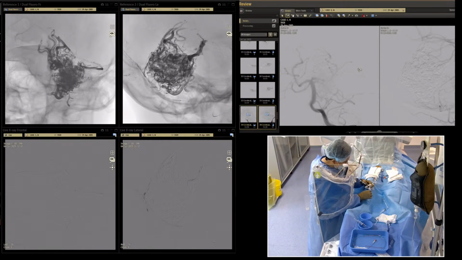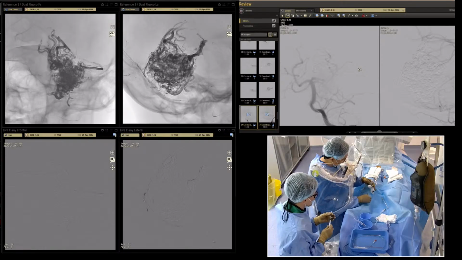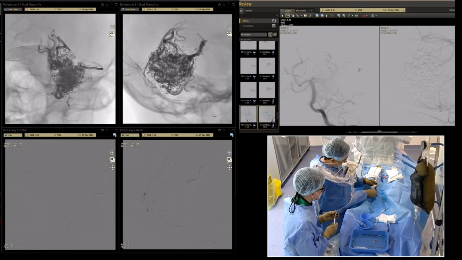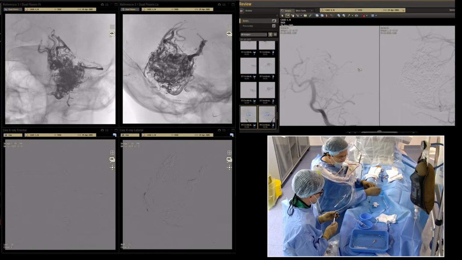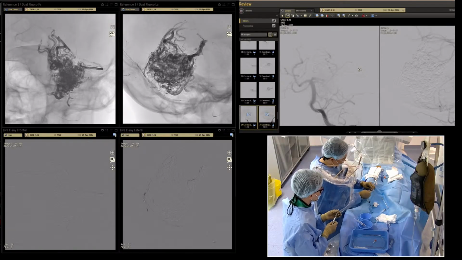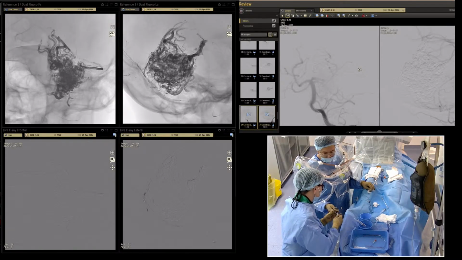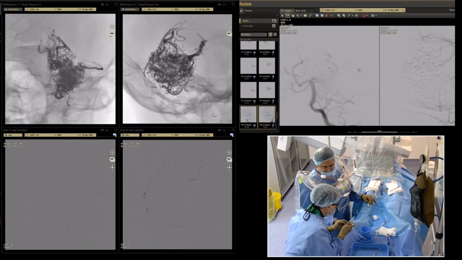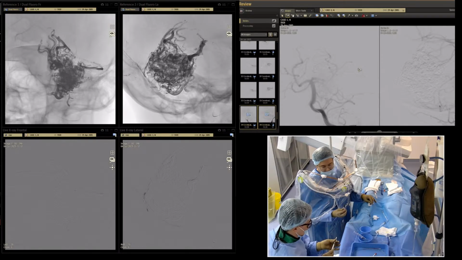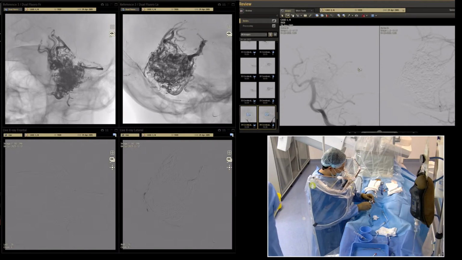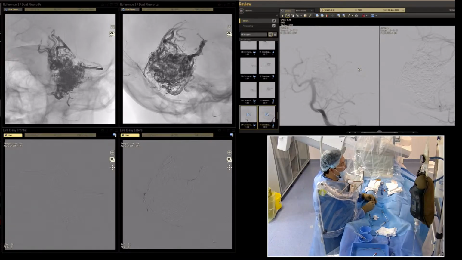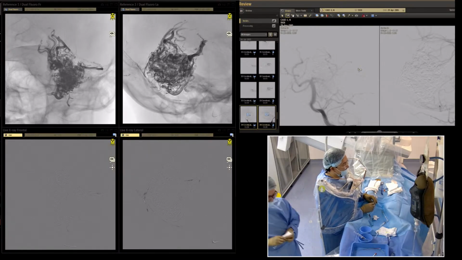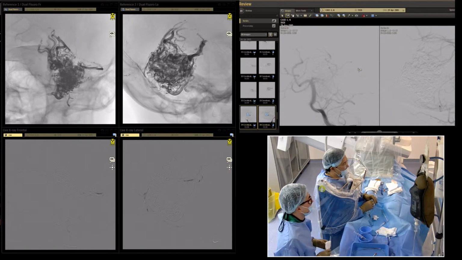We'll take first the meso for the dural branch. We will inject a little bit. Take more of the meso, okay? I think from the dural territory we did as much as possible. And now we'll continue from the cerebellar territory.